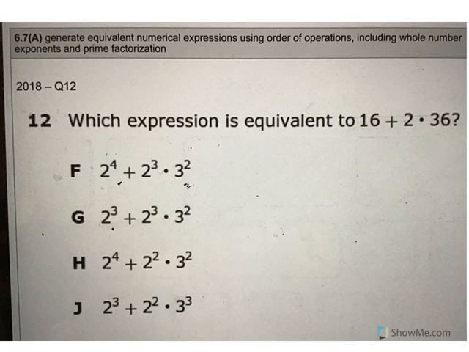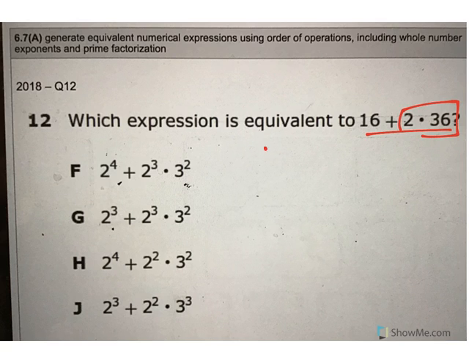Okay. So let's look at this question. Question 12 from the 2018 test: which expression is equivalent to 16 plus 2 times 36? So what they're asking us to do is to break down this expression into its prime factorization. Knowing the order of operations is going to help us with this. First, let's do 16. Now, prime factorization, you guys remember the factor tree. I want to teach a different method if you haven't been exposed to it already.